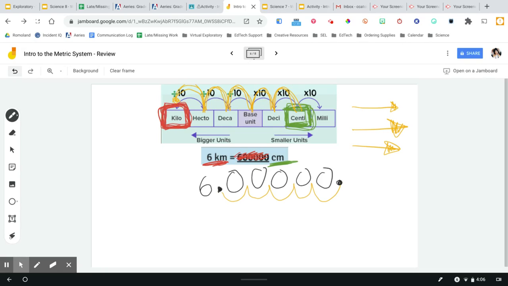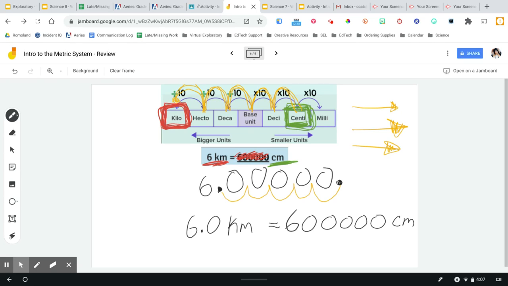All right, so let's tidy this up a little bit. We started off with 6.0 kilometers. And if we wanted to convert that into centimeters, the number that we got is the following. And I believe that's 600,000 centimeters.